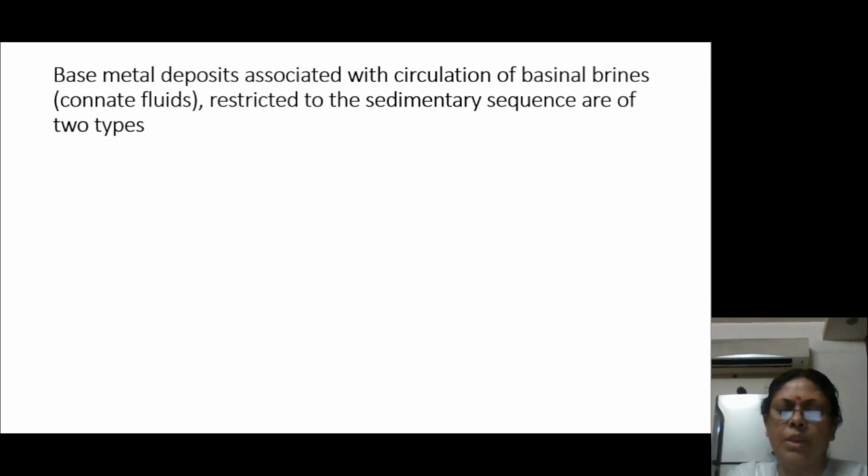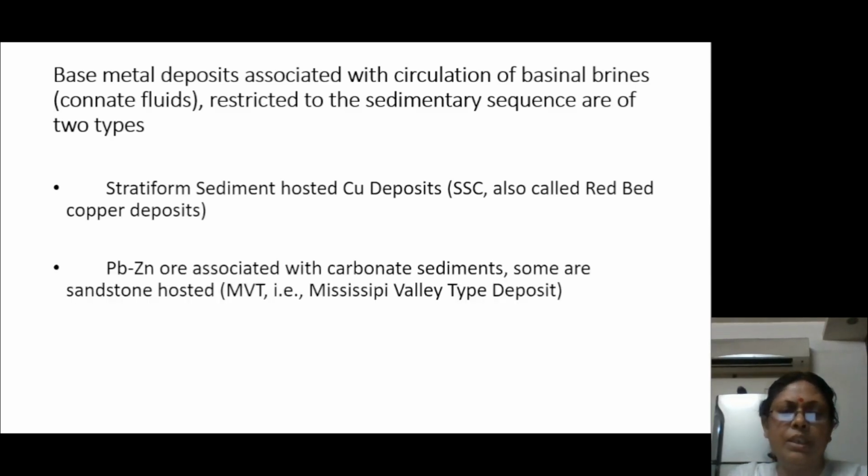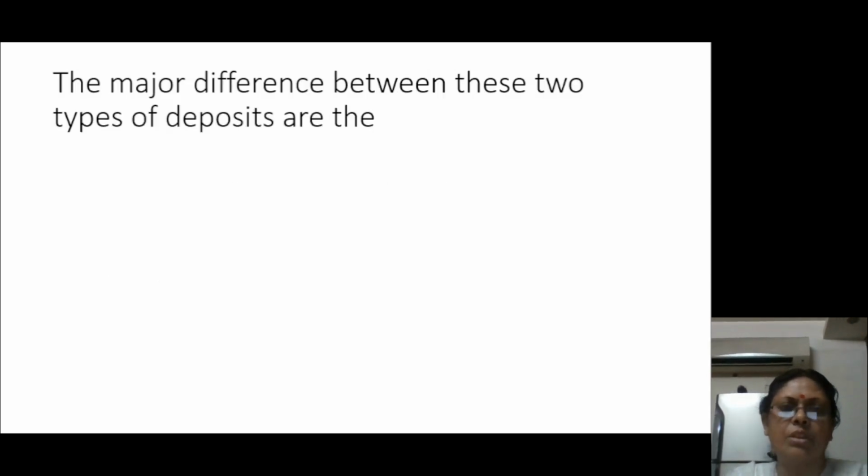These are of two types: stratiform sediment hosted copper deposits, also known as SSC. They are also called red bed copper deposits. And lead zinc ore associated with carbonate sediments, some of which are sandstone hosted, and these are known as MVT, that is Mississippi Valley type deposits.